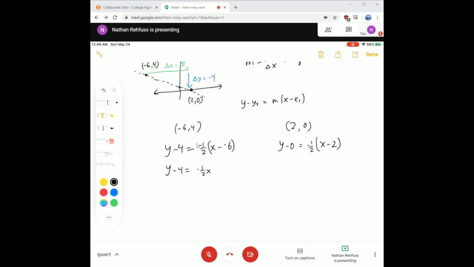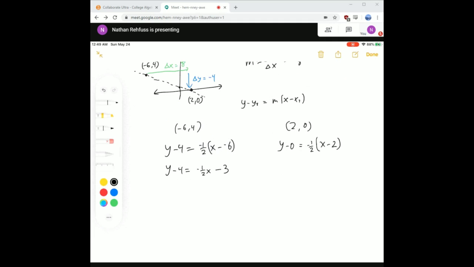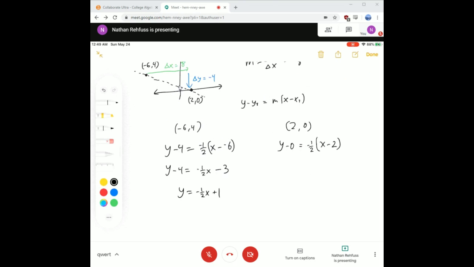Now there's 3 minus signs here, so we're going to end up with a negative. Negative 1/2 times negative negative 6 is negative 3. Last thing I need to do is add 4 to both sides. y equals negative 1/2 x plus 1. Hey, there's that small positive y-intercept I was looking for. It's 1. Let's take a look at this line instead.